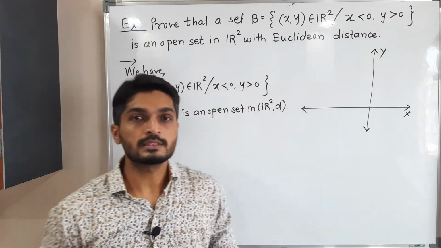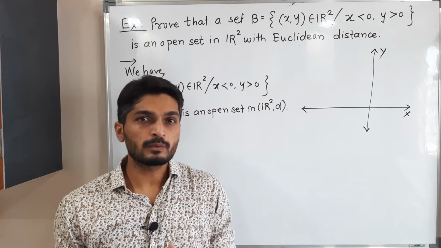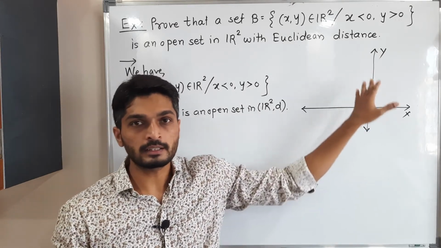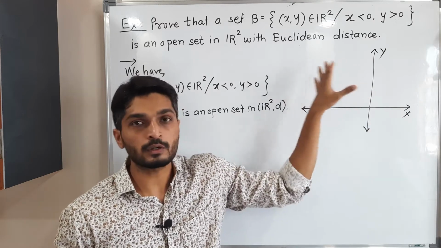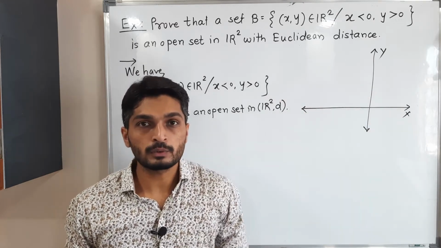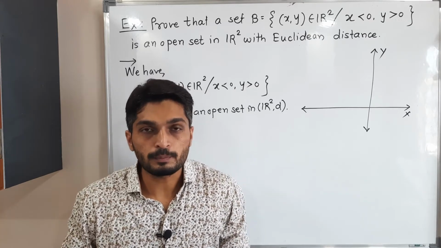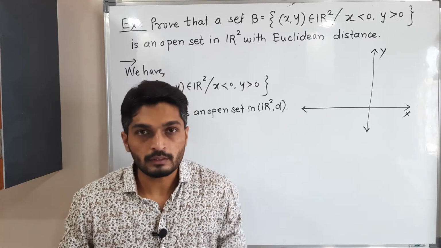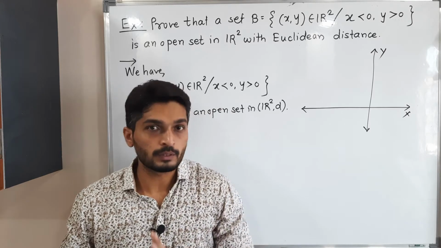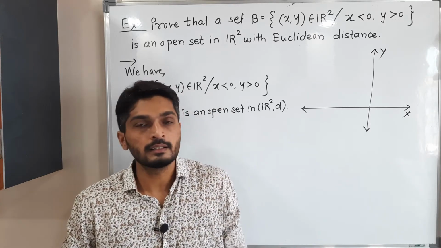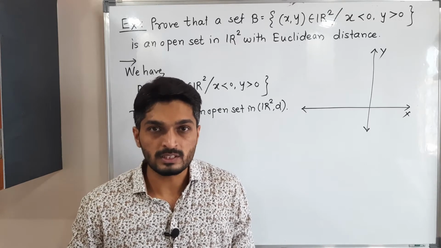So this set we have: X is negative, Y is positive. That means obviously it is the second quadrant, where X is negative and Y is positive. So this is the second quadrant we have, and we have to prove that it is an open set. What is the technique to prove a set is open? We take any arbitrary point, we draw a ball around it, and we prove that the ball entirely lies inside the set. Then we can declare it is an open set. Let us do the same.